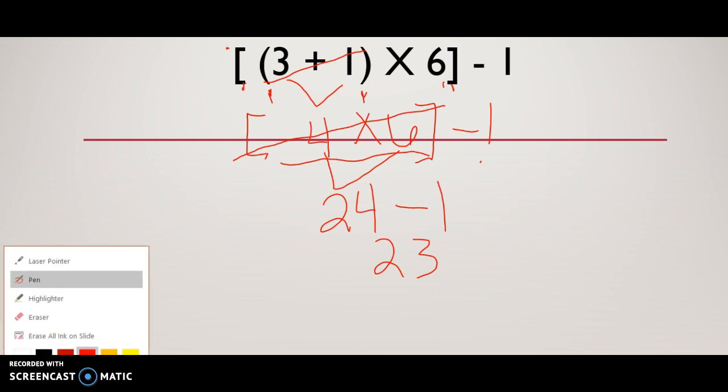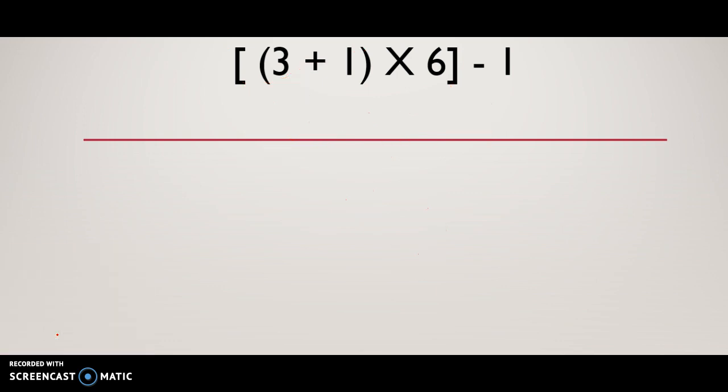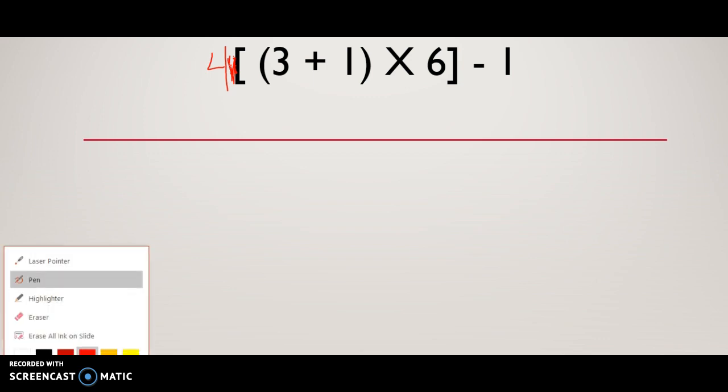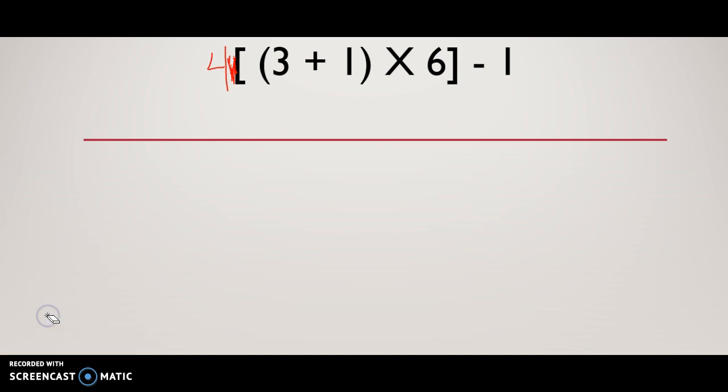One more problem I would like to show you. Let's say I had 4 out here on the side. Remember, we talked about when there is no operation symbol between a number and a parentheses, or brackets, all of them mean the same thing. That still means to multiply. If it wanted you to subtract, add, or divide, it would give you those symbols. But since they did not, it means to multiply.